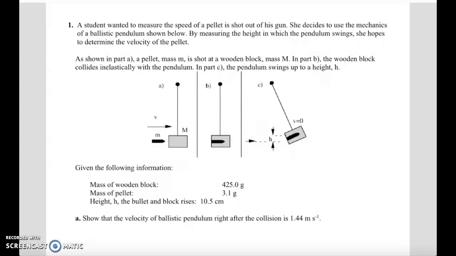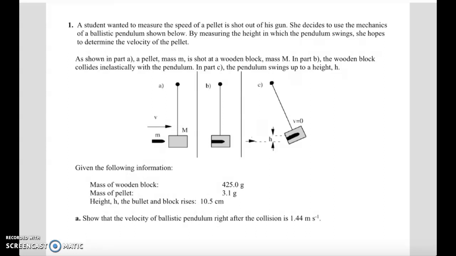A student wants to measure the speed of a pellet when it is shot out of his gun. She decides to use the mechanics of a ballistic pendulum, shown below. By measuring the height to which the pendulum swings, she hopes to determine the velocity of the pellet. As shown in part A, a pellet of mass little m is shot at a wooden block of mass big M. In part B, the wooden block collides inelastically with the pendulum, and then as shown in C, the pendulum swings up to a height h.